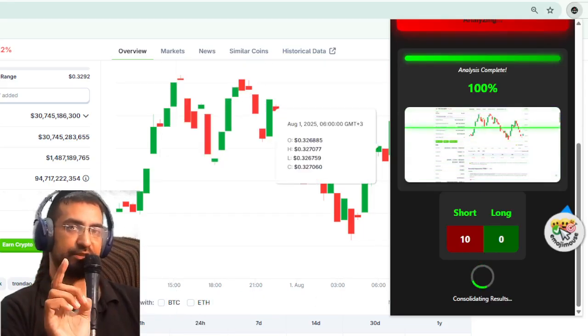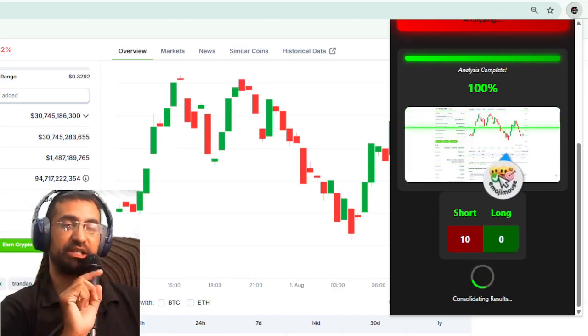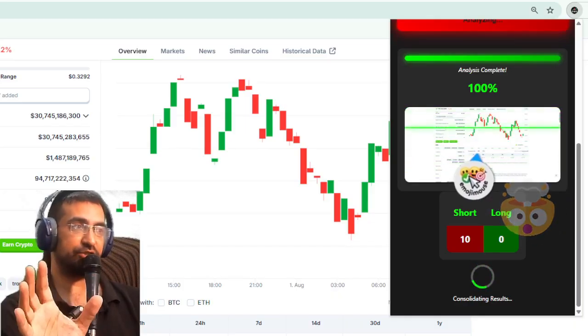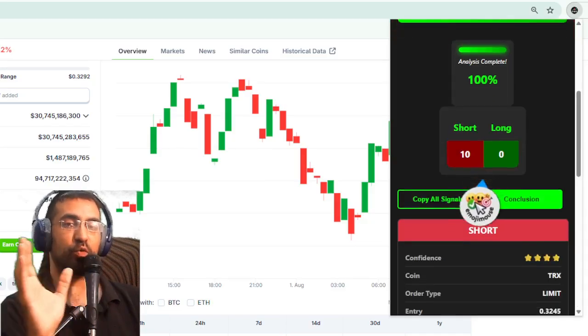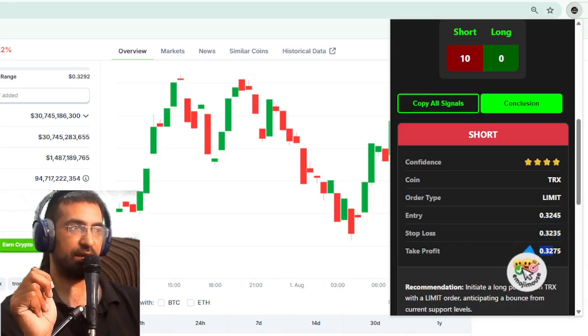Every single strategy pointed that we should pick a short trade, which is unbelievable. Think about the likelihood of all 10 strategies telling you to do a short trade. What are the chances that all 10 strategies agree? So as you can see, the confidence level is high. This is the coin. It's asking for a limit order. You should enter at this stage, stop loss, take profit.